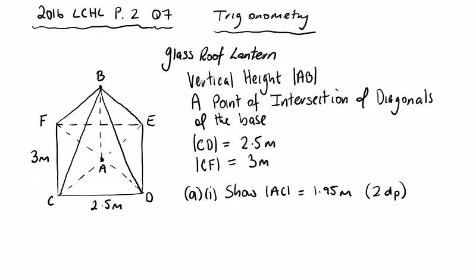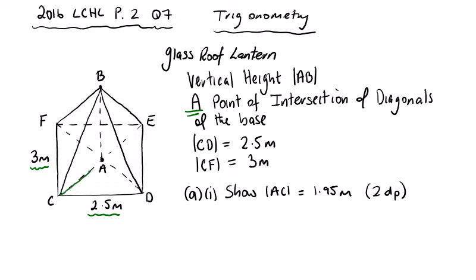2016 Leaving Cert Higher Level Paper 2 Question 7. This is a glass roof lantern where the vertical height is AB. Point A is the point of intersection of the diagonals of the base. CD is 2.5, CF is 3. Show AC is 1.95 meters, correct to 2 decimal places.